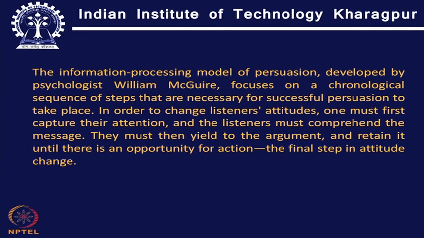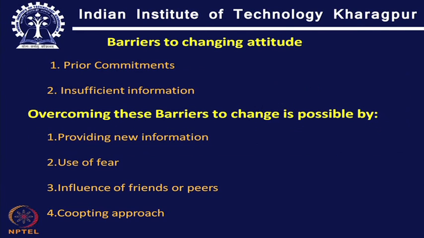McGuire suggested the information processing model of persuasion, where in order to change a listener's attitude, he must capture the attention. The listener must comprehend the message, then he may yield to the argument and retain it until there is an opportunity for action, which is the final step in attitude change. To make sure there is a change in attitude, that person needs to act it out and link it with the changed behavior. All these make up the information processing model of persuasion.